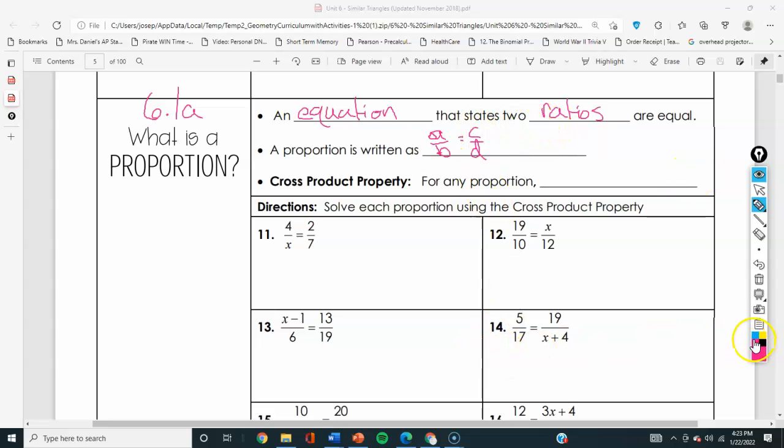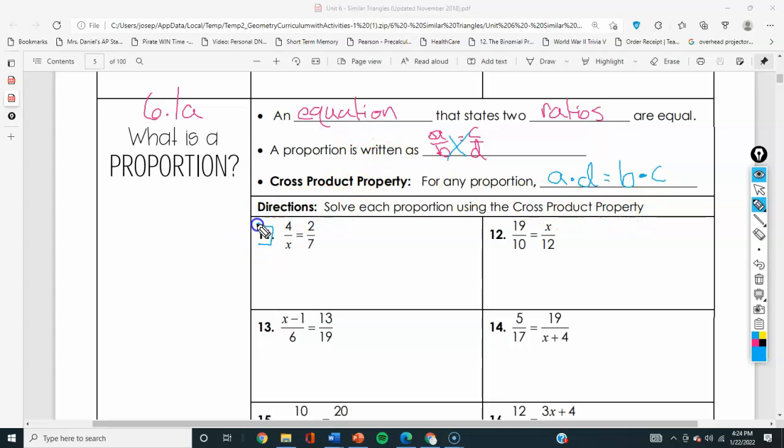So this is a nice little review of algebra. We're gonna cross multiply, right? So that means a times d is gonna equal b times c. Honestly, I use this a lot. This is probably one of the most used things I have in geometry. Alright, let's take a look and solve some.